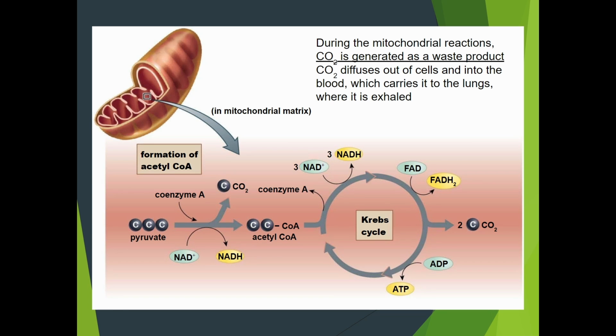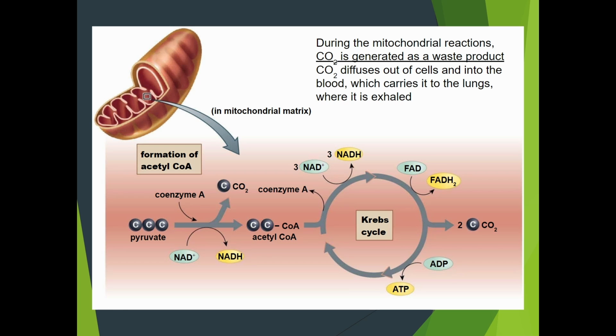So we're not going to go through each individual step, but during these mitochondrial reactions, we're going to see that we'll produce carbon dioxide as a waste product, and carbon dioxide is going to come from the breakdown of pyruvate. And that carbon dioxide will eventually diffuse out of this cell and into the blood, and that'll be carried to the lungs where it is exhaled.